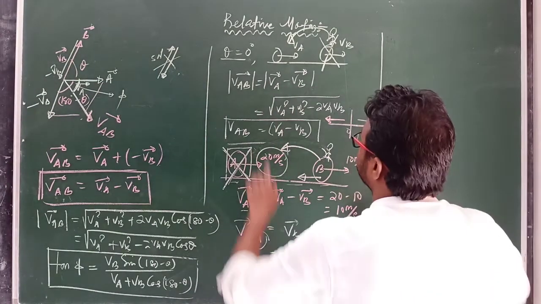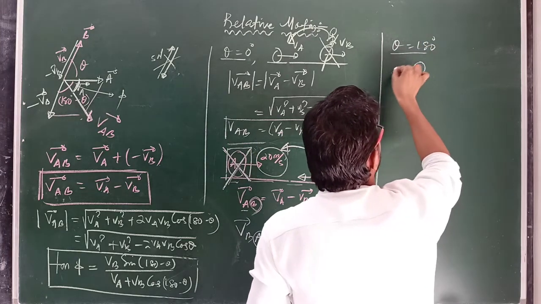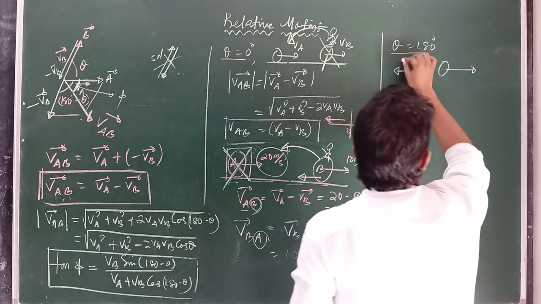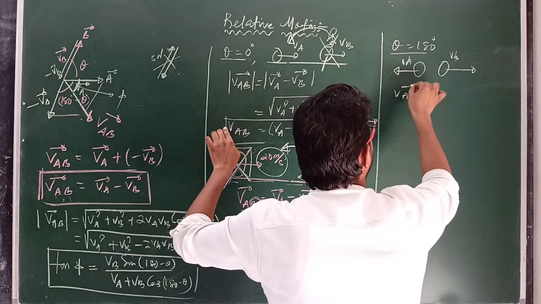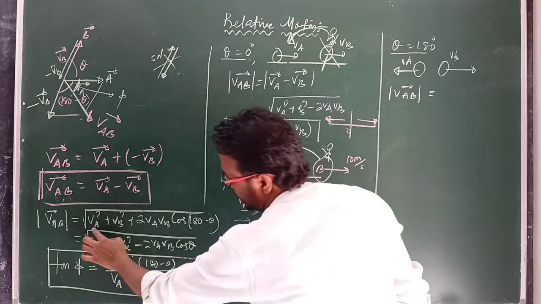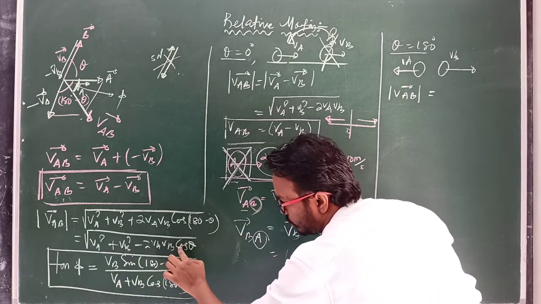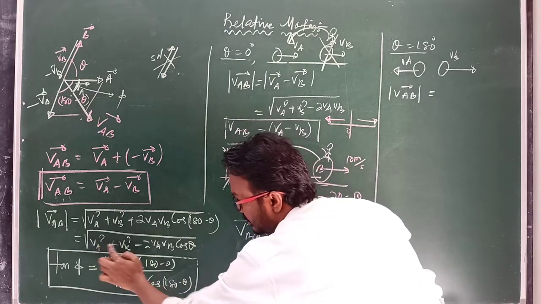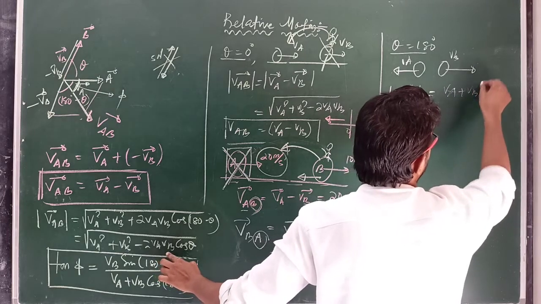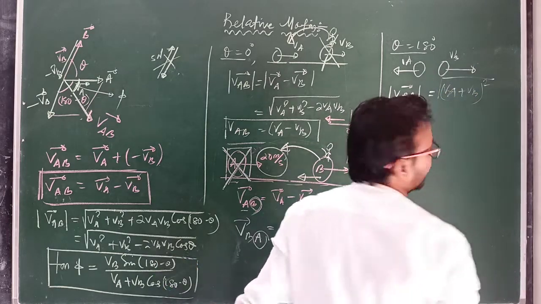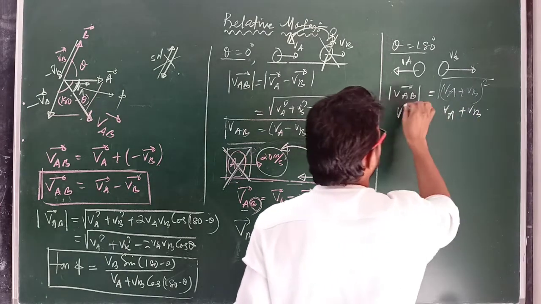And if we take the next case, suppose theta is 180 degree, meaning two bodies are moving opposite to each other. Suppose this is VA and this is VB. In this case, VAB's magnitude will be how much? The square root of A squared plus B squared minus 2AB cos theta. Theta is 180, so cos 180 is minus 1, minus minus becomes plus, so A squared plus B squared plus 2AB, which means (VA plus VB) whole square, which is simply VA plus VB.